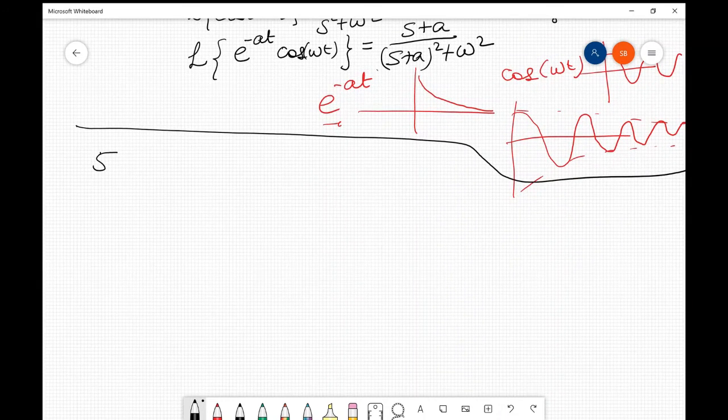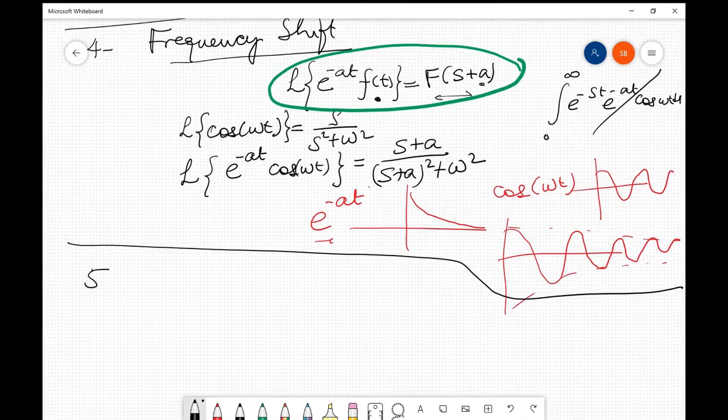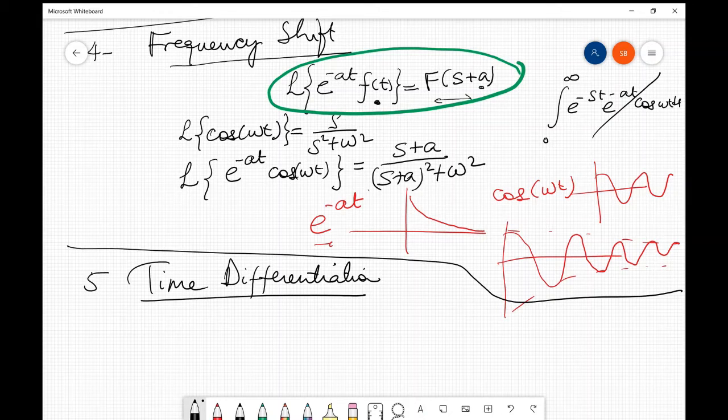Okay, the next one: we have already seen the frequency shift. Now we are going to see time differentiation. Like I said earlier, we refer back to these properties of the Laplace transform in order to get the Laplace transform of more complicated functions. So whenever we encounter this, we refer to the frequency shift property rather than taking the long way to integrate and get the result.